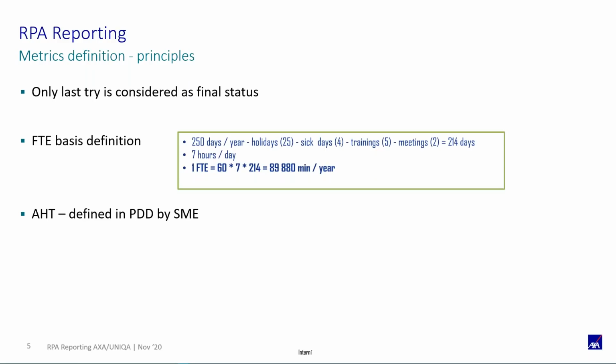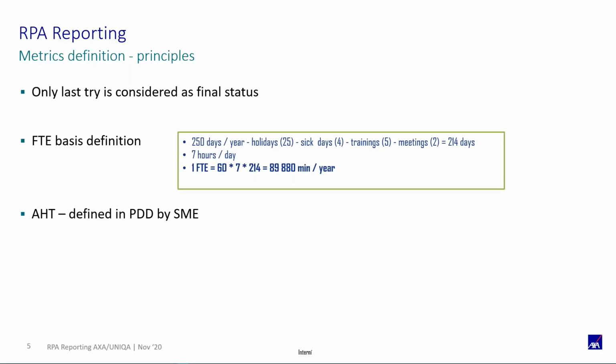In our terms, we are not taking the full working year. We are subtracting holidays, sick days, trainings, and so on, arriving at 14 days, and we are counting just 7 hours a day, giving us this amount of minutes per year.